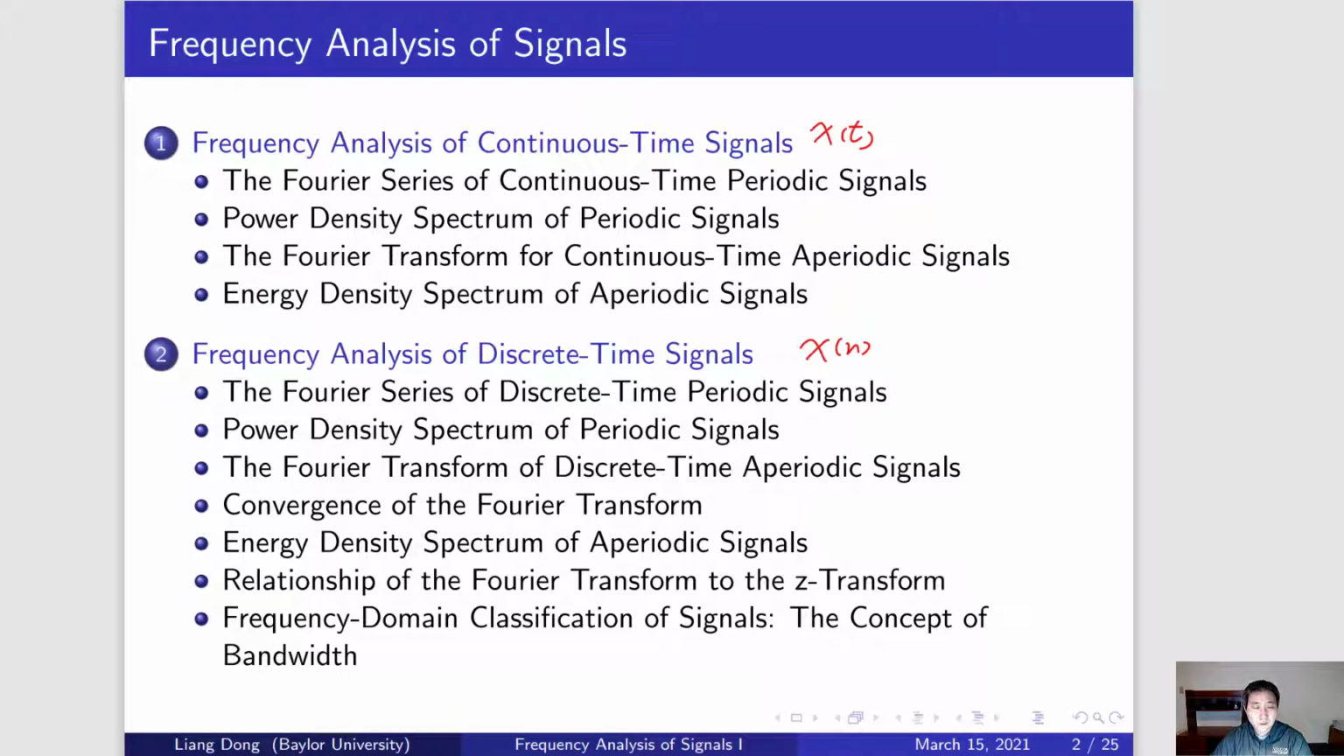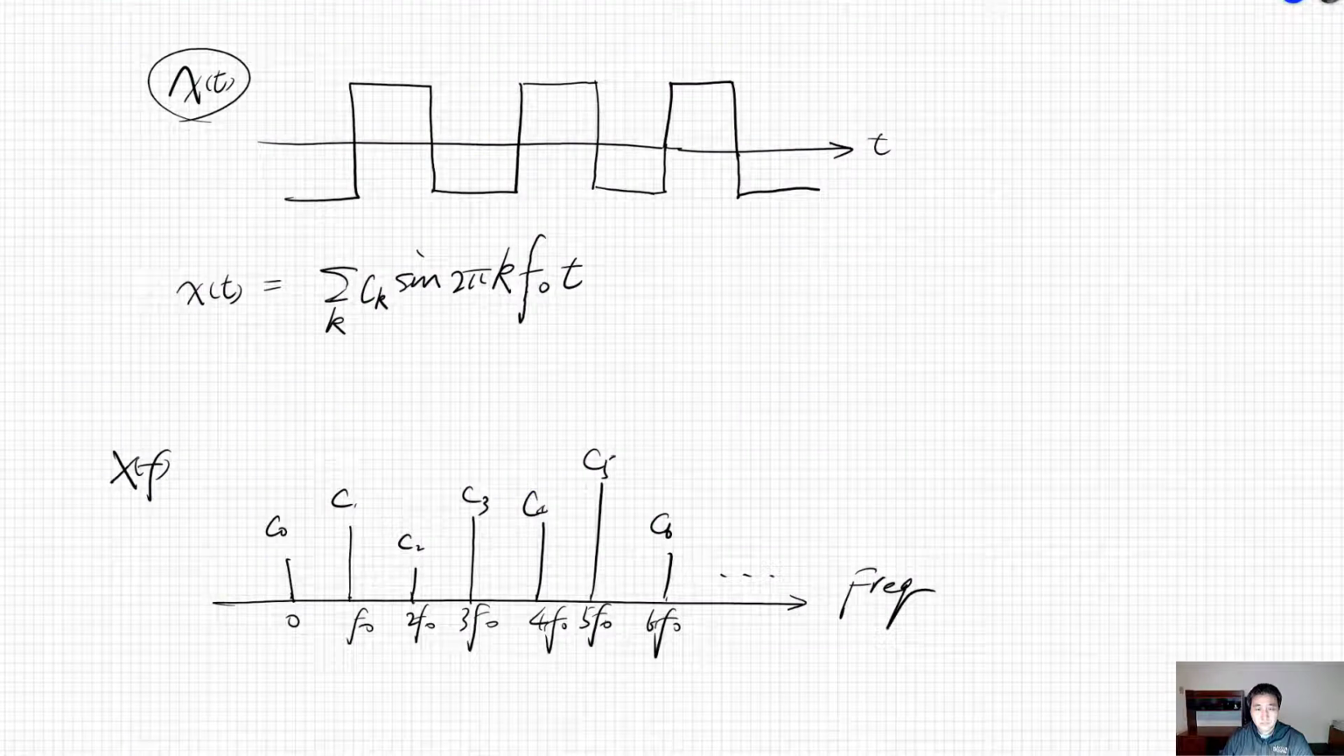For each part, we will discuss the Fourier series of periodic signal and the Fourier transform of aperiodic signals. Then we will discuss the relationship between the Fourier transform and its general form, the Z transform. Then we will touch base on the frequency domain classification of signals, the bandwidth concept.